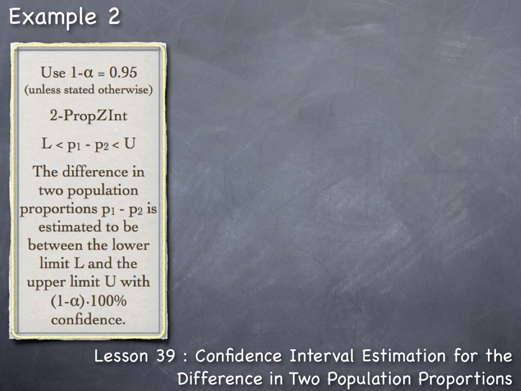Starting with selecting 1 minus alpha, the confidence level. We'll be using our customary 0.95. Next, 2-PropZInt is the command on the TI-84 calculator that we use to construct our confidence interval. But to do this, we need to enter the data into the calculator.